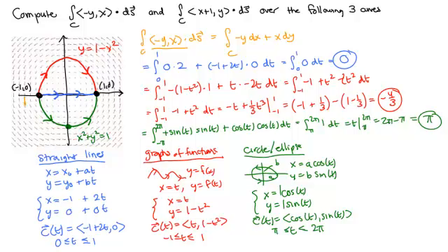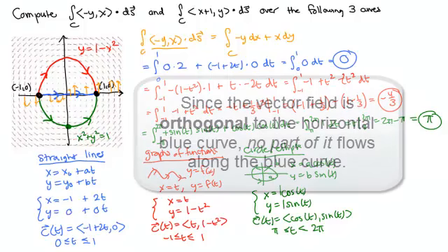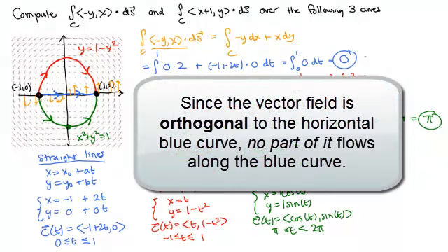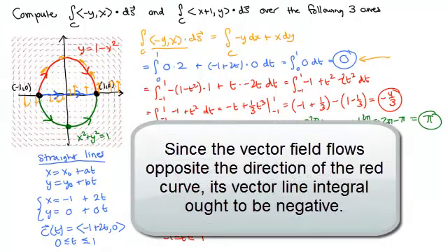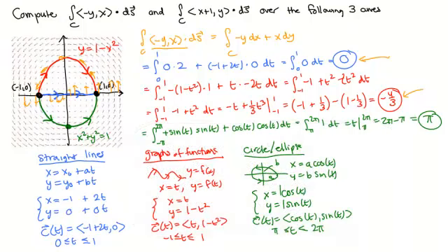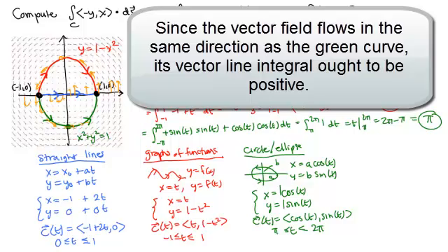The vector field was orthogonal to the x-axis. It was pointing straight out of it. And since the vector field was at right angles to the horizontal curve, it makes sense that the line integral should be 0. On the other hand, the red curve is moving against the flow of the vector field. Or, said differently, the vector field is flowing opposite the flow of the curve, and that would explain the negative value right here. On the other hand, the green curve is flowing in the same direction as the vector field, which would explain the positive value right here.